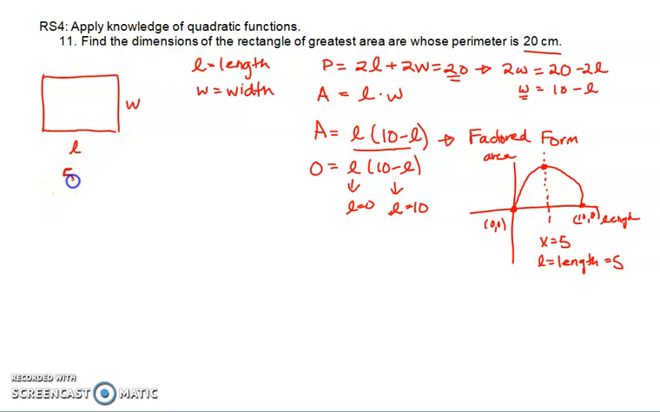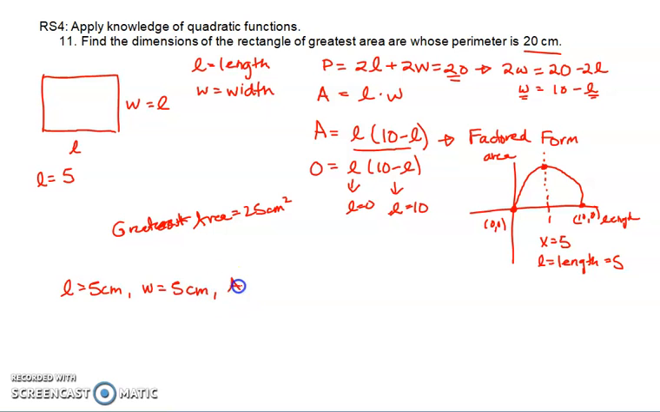If your length is 5, then what does your width have to be? Your width has to also be 5, and that means your greatest area has to be 25, and in this case, centimeters squared. So find the dimensions: length would have to be 5 centimeters, width then becomes 5 centimeters, and the area becomes 25 centimeters squared.